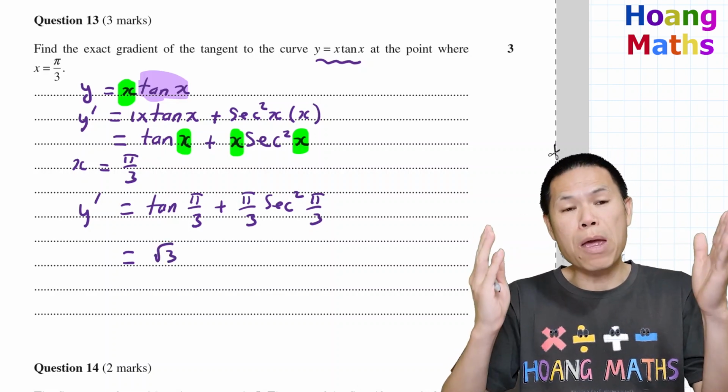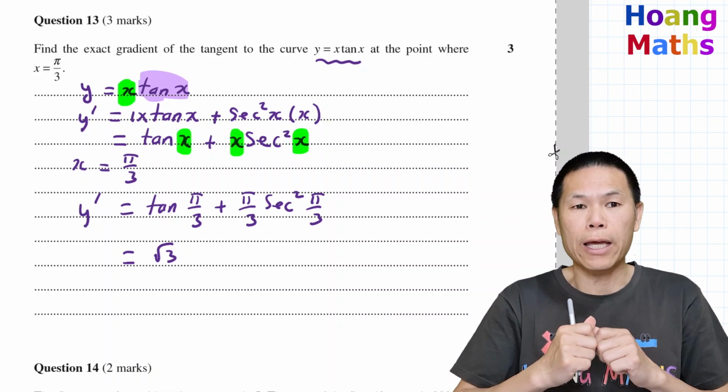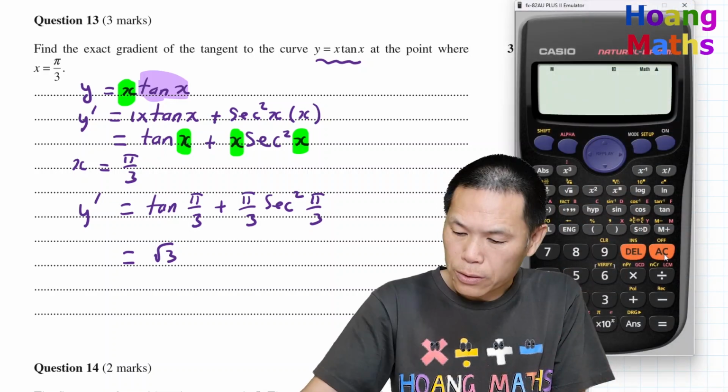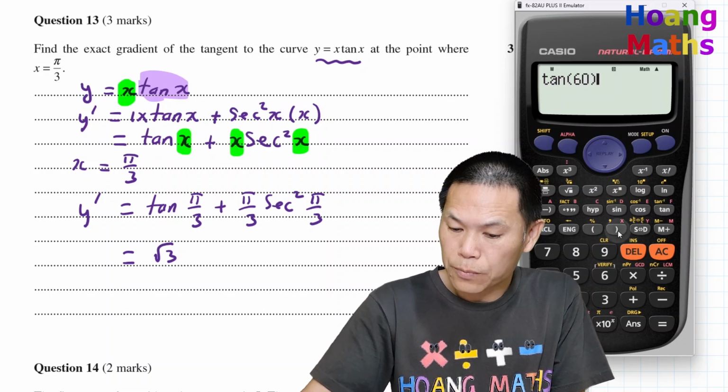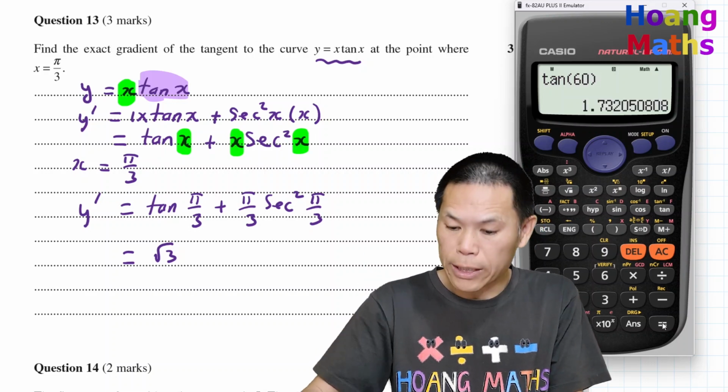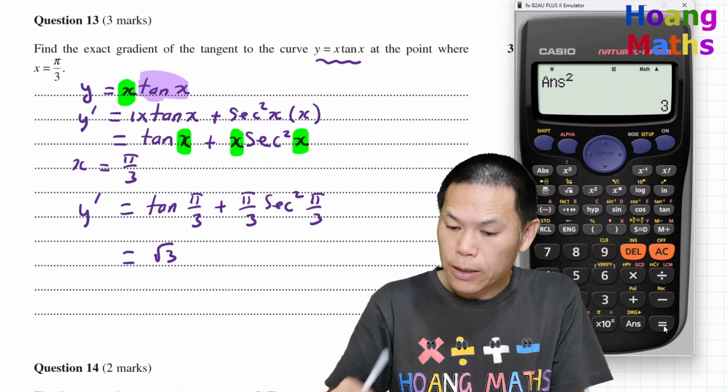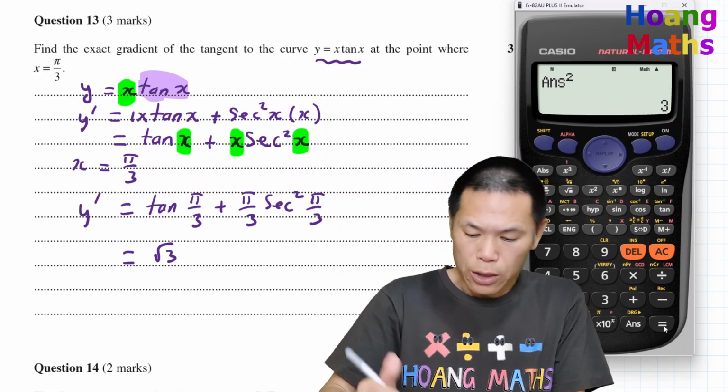Now, if you don't remember, you can always use a calculator. Let me just show you how. Tan of pi over 3 is tan of 60 degrees. I square it, and that gives me 3. So the answer should be square root 3.